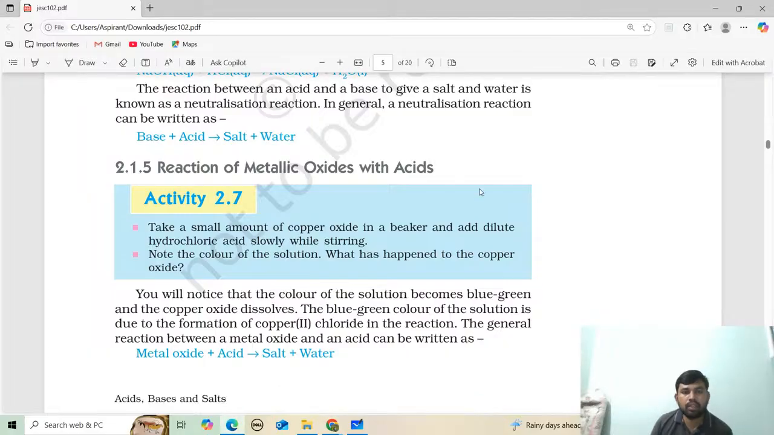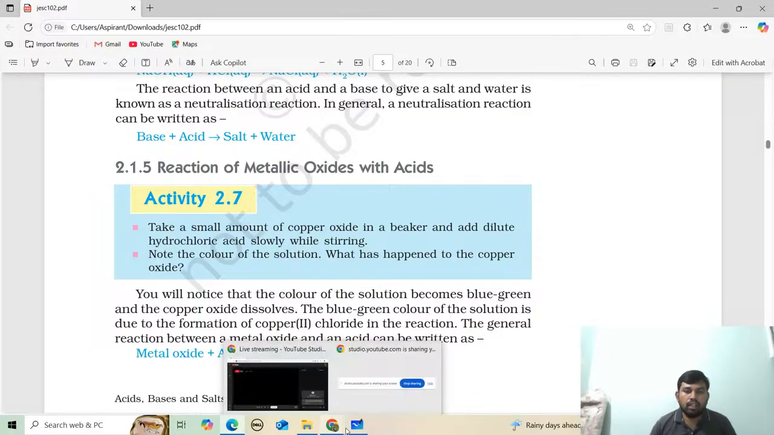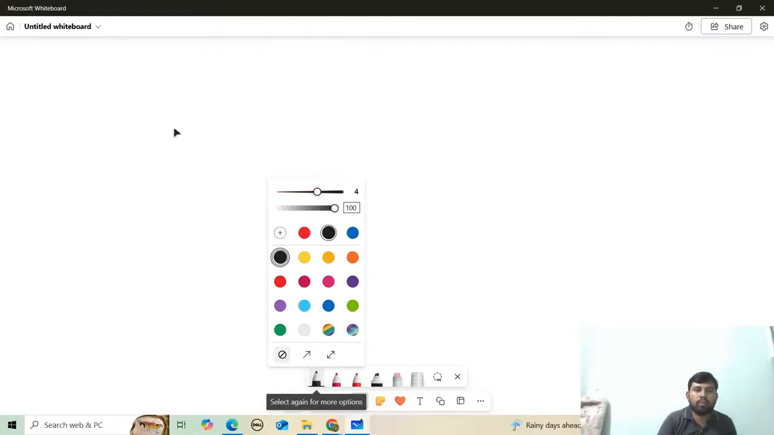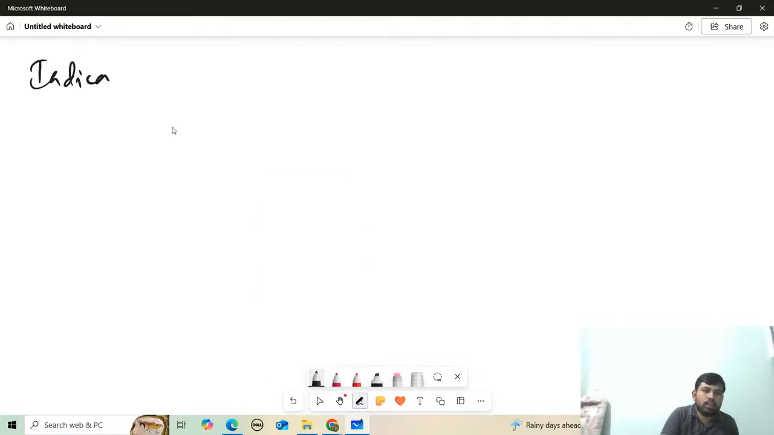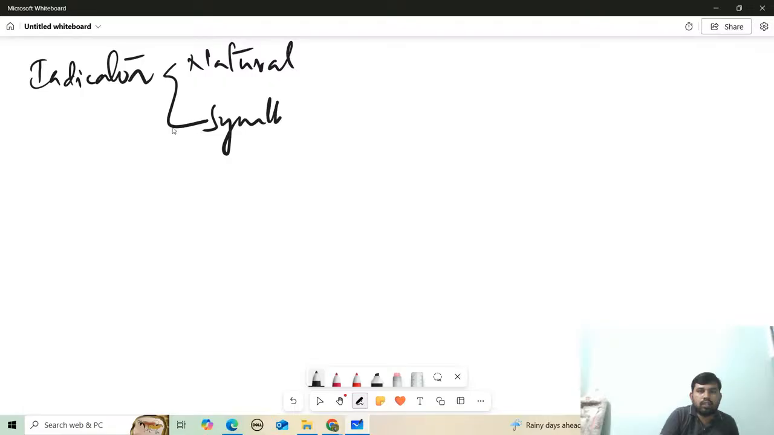In indicators there are two types. One is a natural indicator. We discussed natural indicators. Another is the synthesized indicator, or you can say artificial.